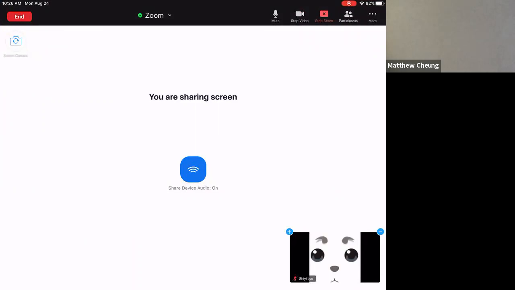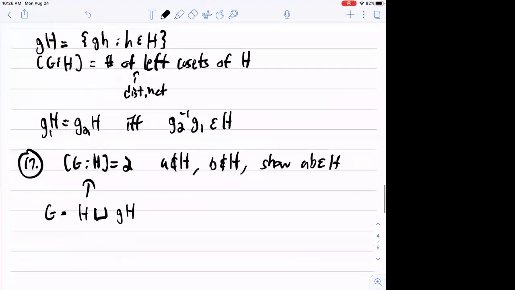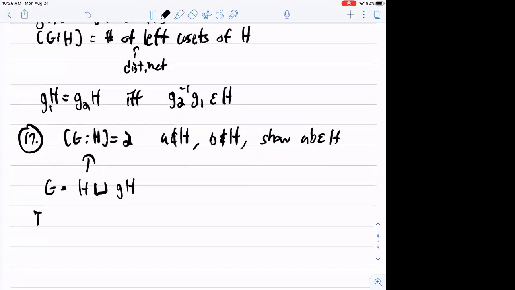So this is a question on cosets. Great. Now, if A is not in H, what is AH? So AH is a left coset, but there's only 2 distinct left cosets. So if A is not in H, which left coset is it equal to?